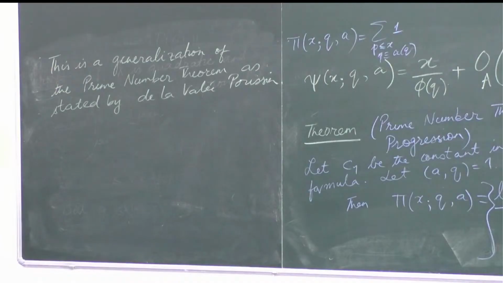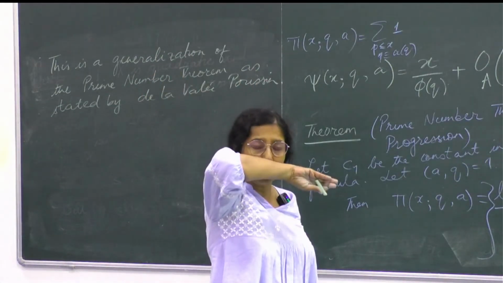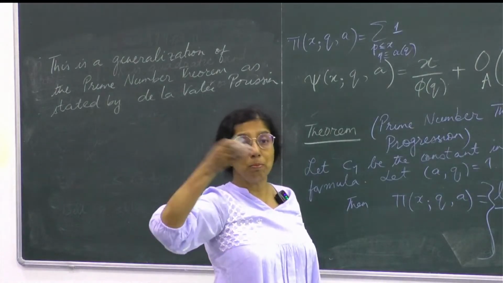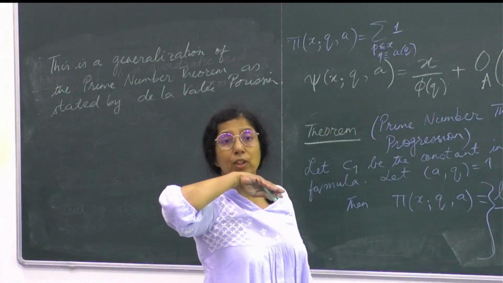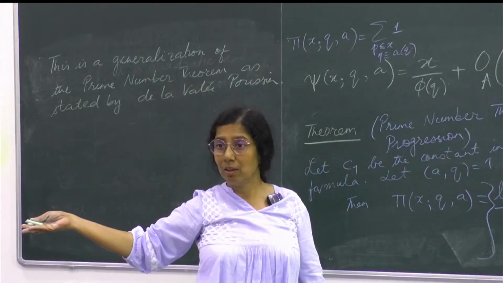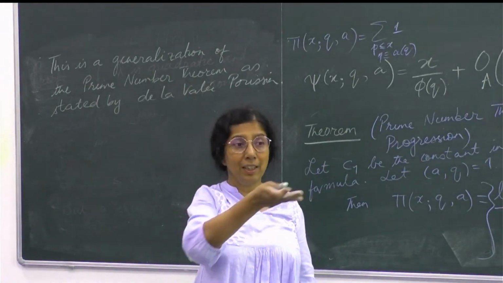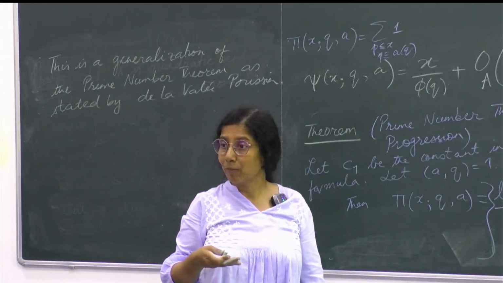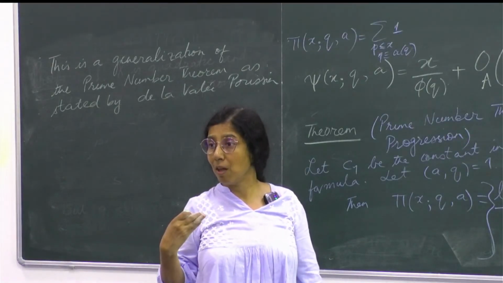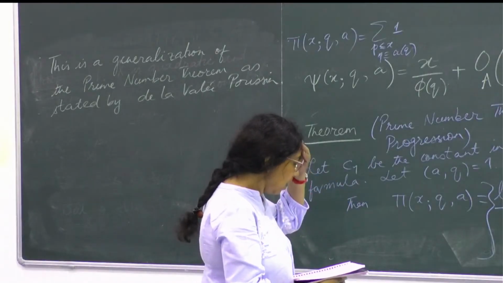We wrote the result for psi and then we wrote the result for pi, but how do you come from psi to pi? That is, how do you come from von Mangoldt to the counting function? Yeah, you must have seen that. You did that with them. Yeah? So how do you do that?